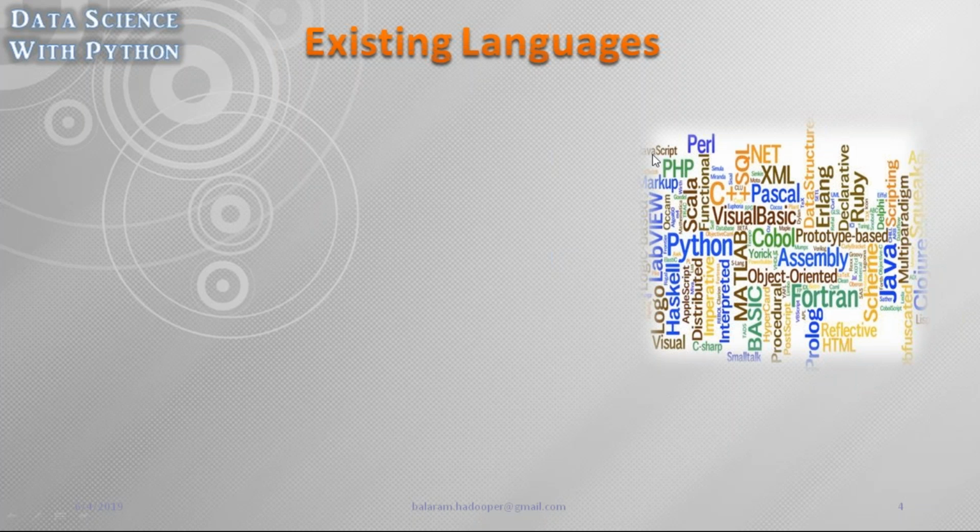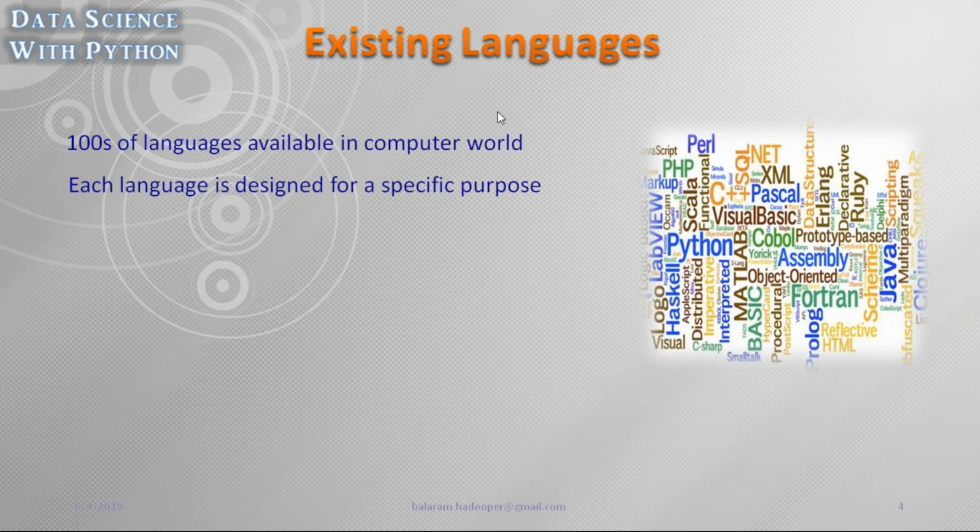We have C, C++, Pascal, COBOL, Java, Fortran, MATLAB, and so many other languages. Within those languages, each language has a specific purpose. Let us say, for example, Fortran is for scientific programming. Okay, COBOL is for business analysis and business programming. So in this way, every language is designed for a specific purpose.